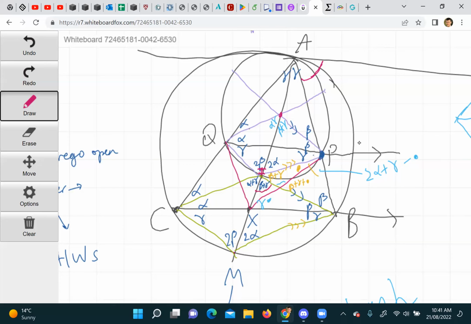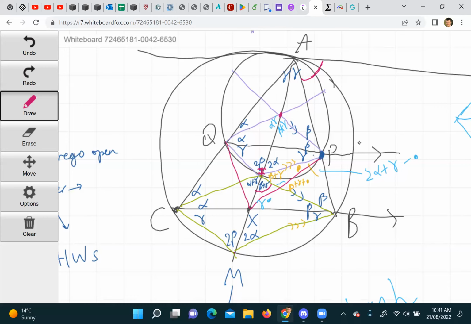Wait, let me try and remember. That should be easy, right? Gamma is gamma minus alpha. Yeah, that's like a well-known... Why is everything well-known? I swear to God, I haven't seen this.